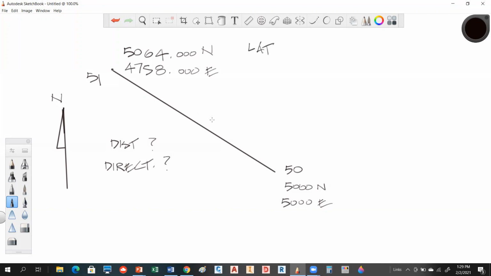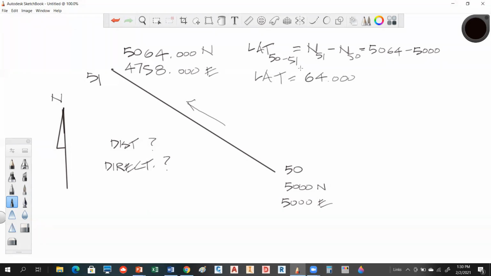I want to know what the direction is from 50 to 51. So the latitude is going to be from 50 to 51. So when we write this, that's going to be the northing of 51 minus the northing of 50. If you reverse those, you're going to get the wrong sign, okay? So 51 is that, and 50 is this. So that gives us a latitude, 64.